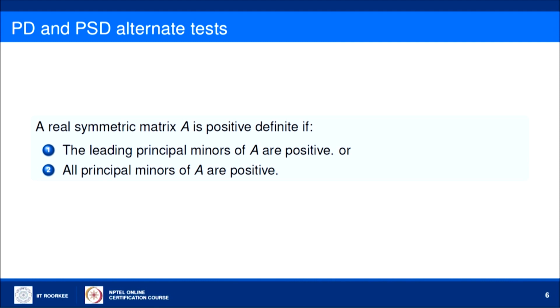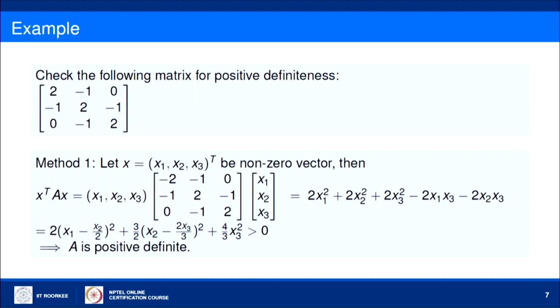There are a few more tests for checking whether a given matrix is positive definite or not, and one of the tests is based on the leading principal minors. So, a real symmetric matrix A is positive definite if the leading principal minors of A are positive, or all principal minors of A are positive. Here positive means having positive determinants. Let us check all these results for a given matrix.